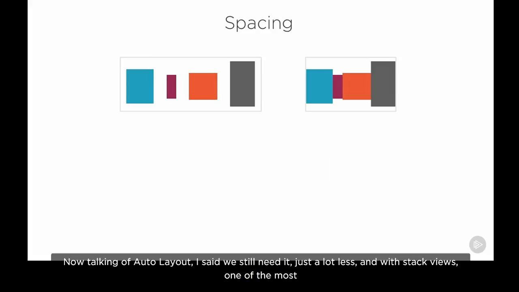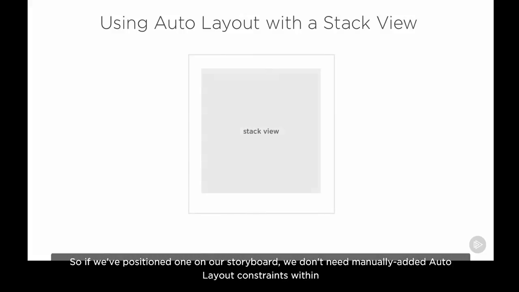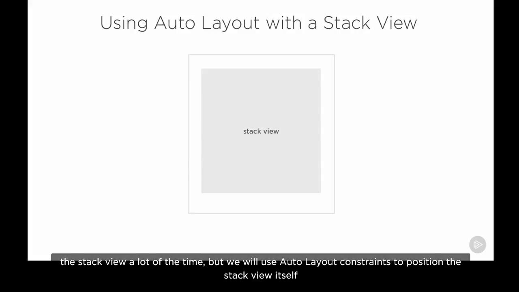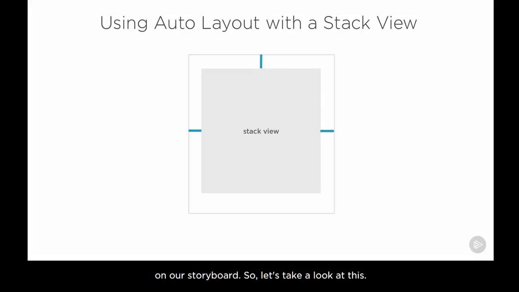Now, talking of auto layout, I said we still need it, just a lot less. And with stack views, one of the most important things we now need auto layout for is to control the stack view itself within our view controller. So if we've positioned one on our storyboard, we don't need manually added auto layout constraints within the stack view a lot of the time, but we will use auto layout constraints to position the stack view itself on our storyboard. So let's take a look at this.